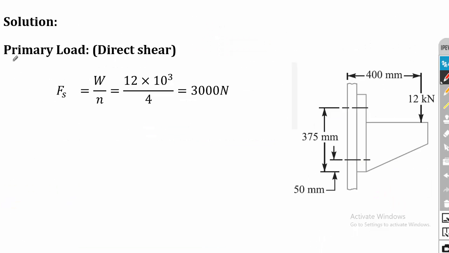So first let us calculate the primary load. The primary load is direct shear. So Fs is equal to W divided by N. W is 12 into 10 power 3, divided by N, which is 4. That is equal to 3000 Newton. So this is the primary load.